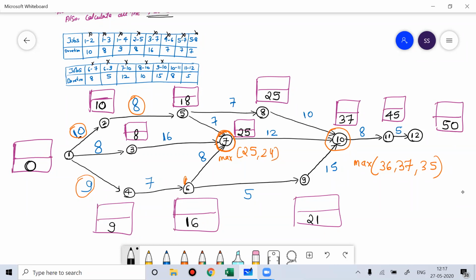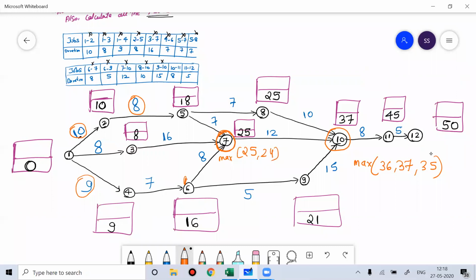When you're filling the top part of the data, we'll go from right to left hand side. I'll start from node 12 and I'll reach node 1 by going back. So now I'll do backward pass calculation.